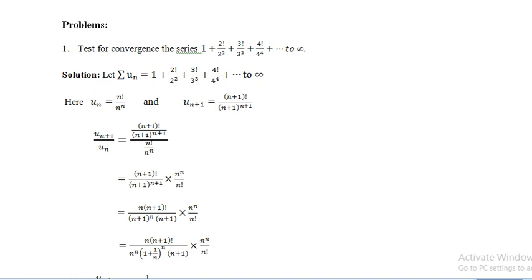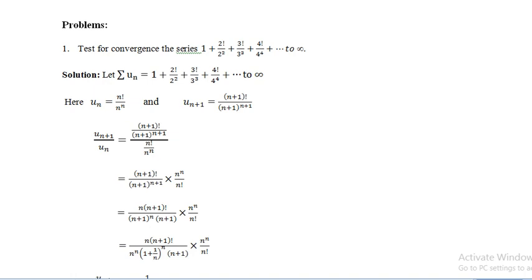So that is un. Next, un plus 1. Un plus 1 means in un we replace n by n plus 1. So on the right-hand side also replace n by n plus 1. The numerator is n plus 1 factorial, and the denominator is n plus 1 raised to n plus 1.